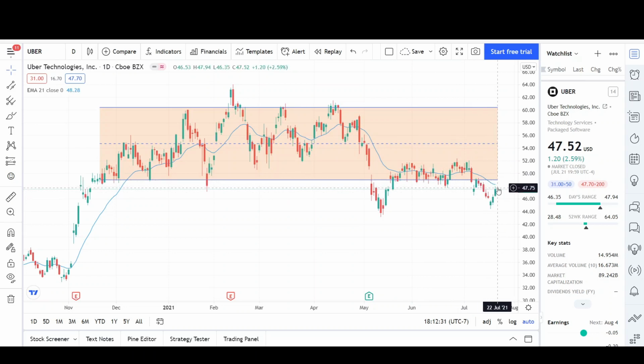So if we see that double test, that's not really a good sign for Uber, because if we do something twice and we fail, most likely we're going to do the opposite. That's just the rule of the market. The market moves in twos.